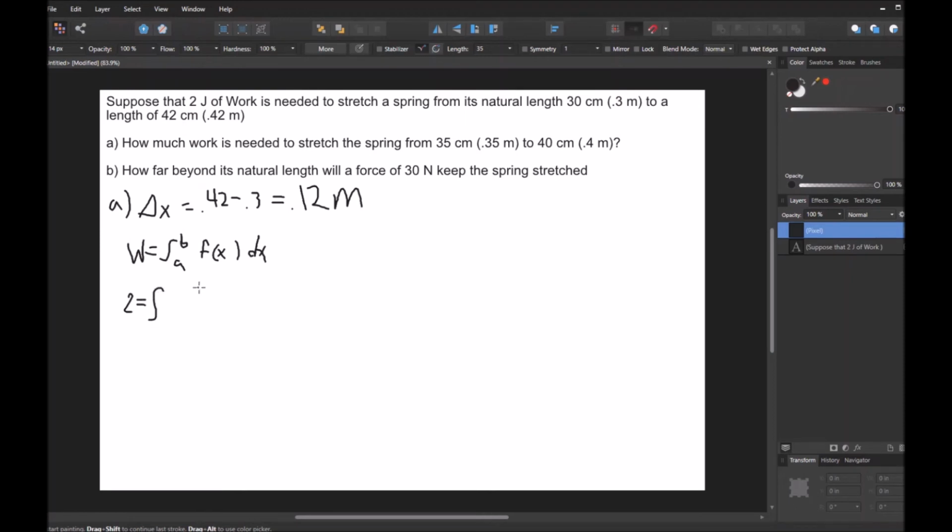And because we're going from the natural length, which is 30 centimeters, to the second length, which is 42 centimeters, we'd be going from 0, which is the natural length, to 0.12, which is the amount of meters that is being stretched. So the lower bound of integration is 0, and the upper bound is 0.12. Then I'm going to rewrite just the f of x dx.